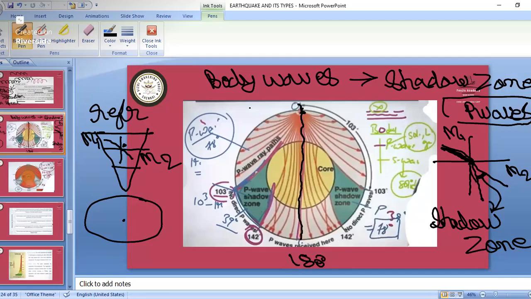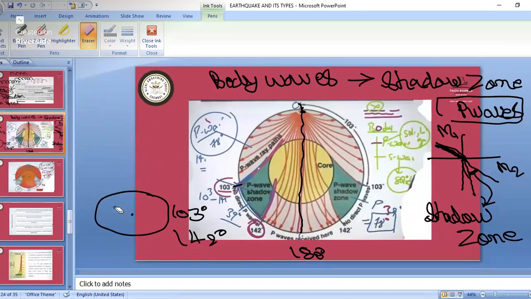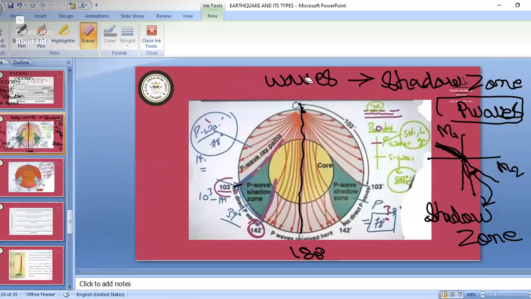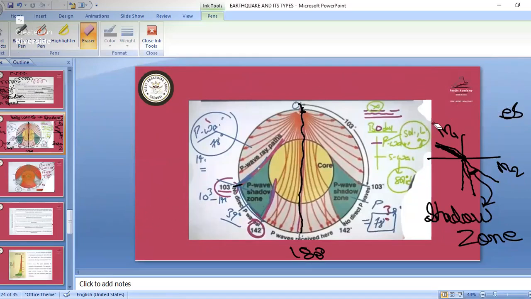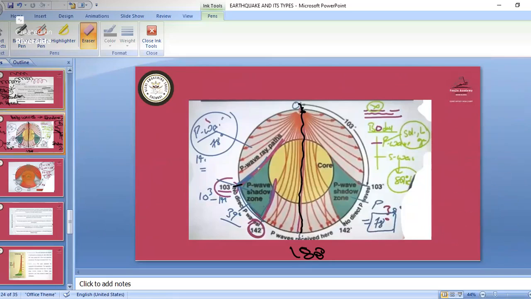So now on the other side, 0 to 180 degree. In this particular part, what is happening at 103 degree to 142 degree? Between that area, we are not feeling the waves. Between 103 to 142 degree, we are not feeling these primary waves, and that is the shadow zone. So between 103 degree to 142 degree, we are not feeling this particular wave motion.